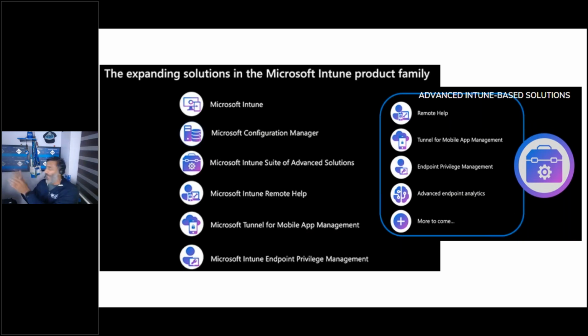As you can see on the right side of the slide, there are additional products like Remote Help, Tunnel for mobile application management, and then Privilege Management and Advanced Endpoint Analytics. These are not coming with the standard EMS license. For these additional products, you need to purchase a separate license.